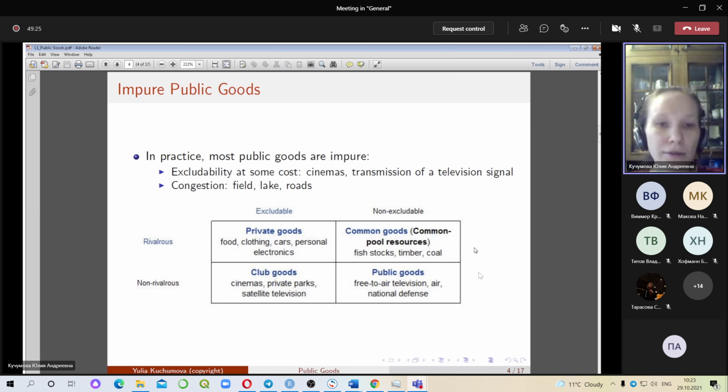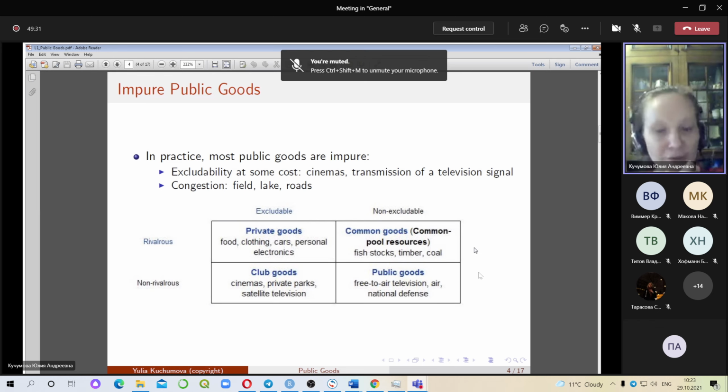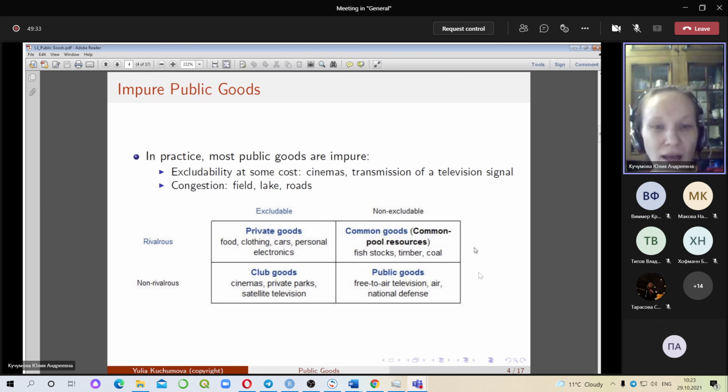And so here is an issue, or imperfection, that makes this public good imperfect. Approximately we can divide all goods into four categories. Private goods, which are rival and excludable, then common goods, which are rival and non-excludable, then club goods, which are non-rival but excludable, and then pure public goods, which are non-rival and non-excludable.